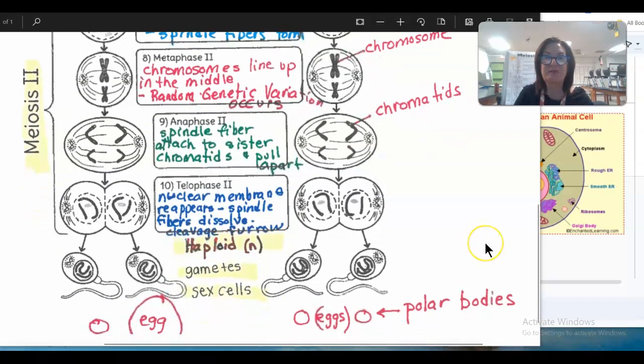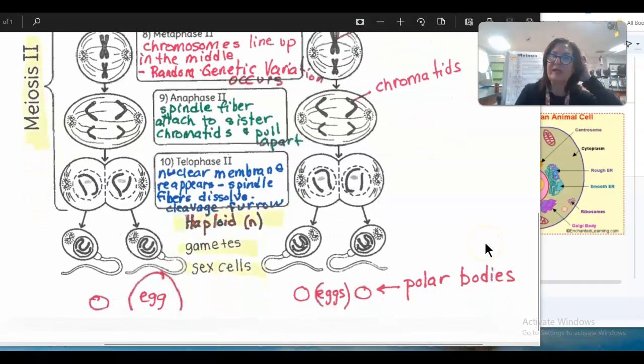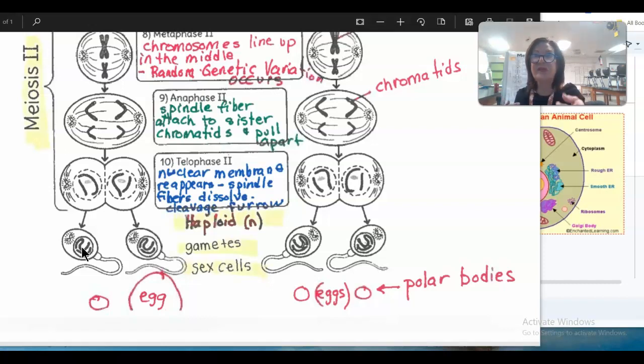So if we look at the bottom here, we can see that once we go through cytokinesis, we are going to have 4 genetically diverse haploid cells, which are gametes, which are sex cells. So in the instance in this diagram, they are sperm, right? So you're going to get 4 full-on sperm.